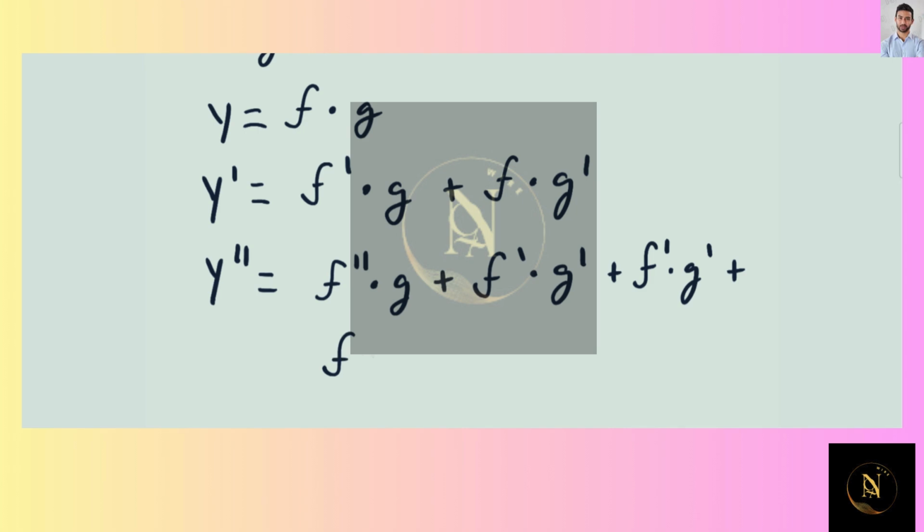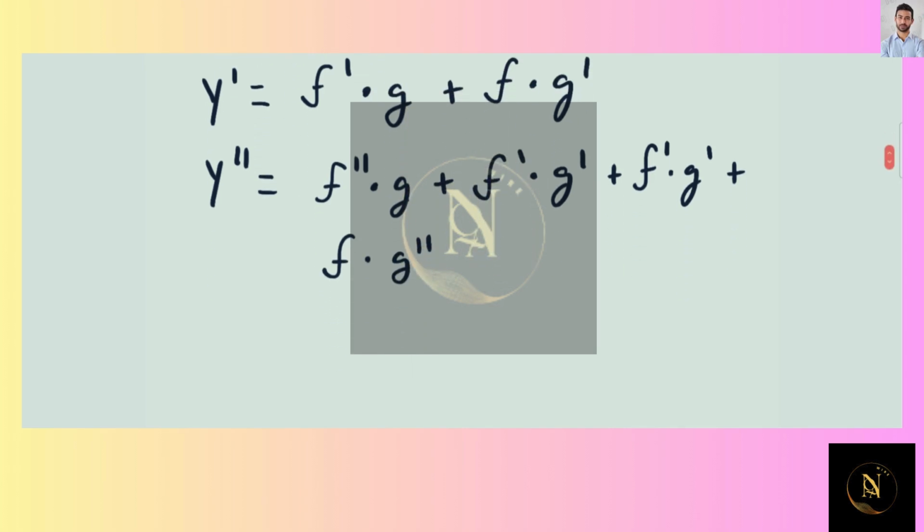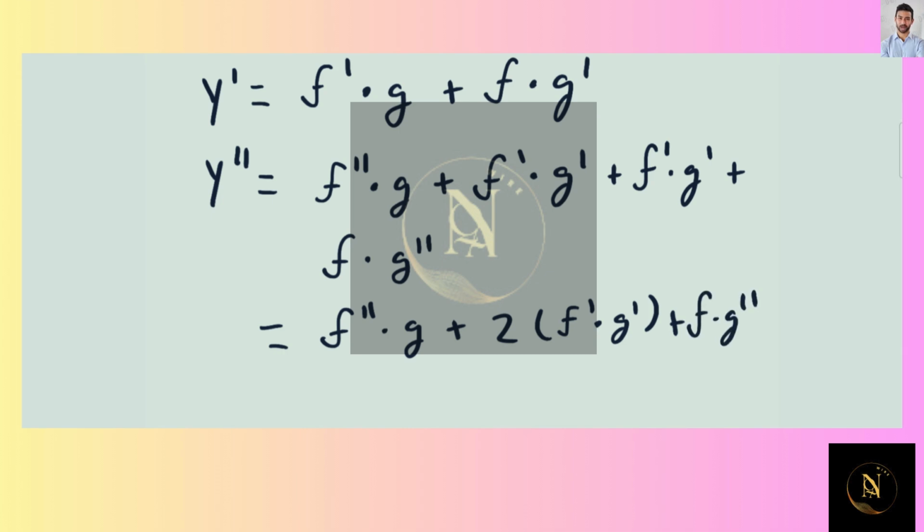So we're going to do the product rule for this first product of f prime times g, where we get the derivative of the first, which would be f double prime times the second, plus the first times the derivative of the second. And then we do the same thing over here, which would be the derivative of the first, f prime, times the second, which is g prime, plus the first times the derivative of the second. And now if we simplify this, we just get f double prime times g plus 2 times f prime times g prime plus f times g double prime.